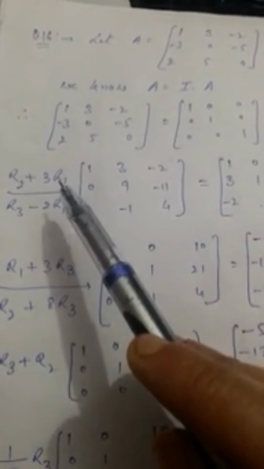Done. So now see how we can make -3 a 0. We have to multiply row number 1 by 3, and then add it to row number 2. Similarly, we have to multiply row number 1 by -2, and then add it to row number 3, so that it becomes 0.